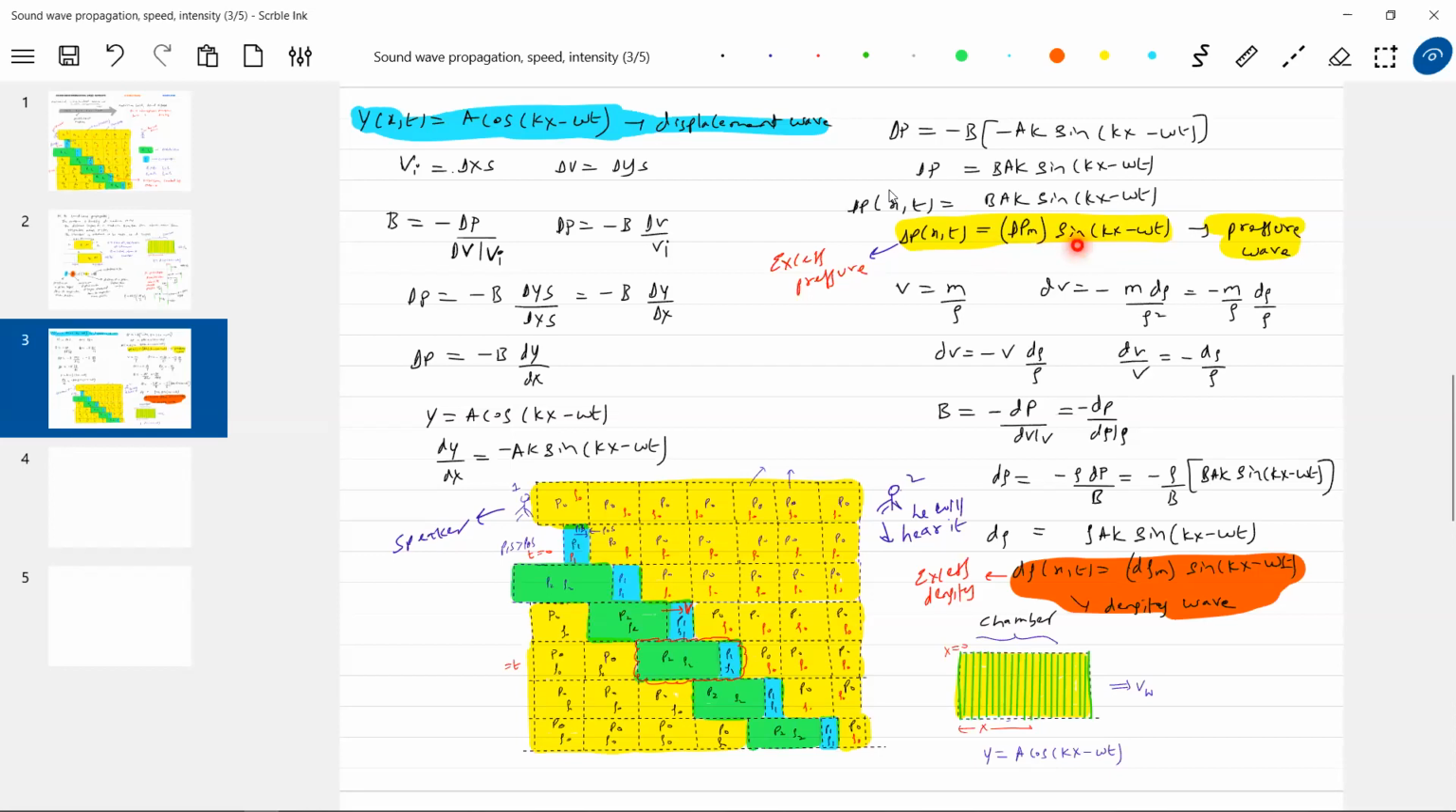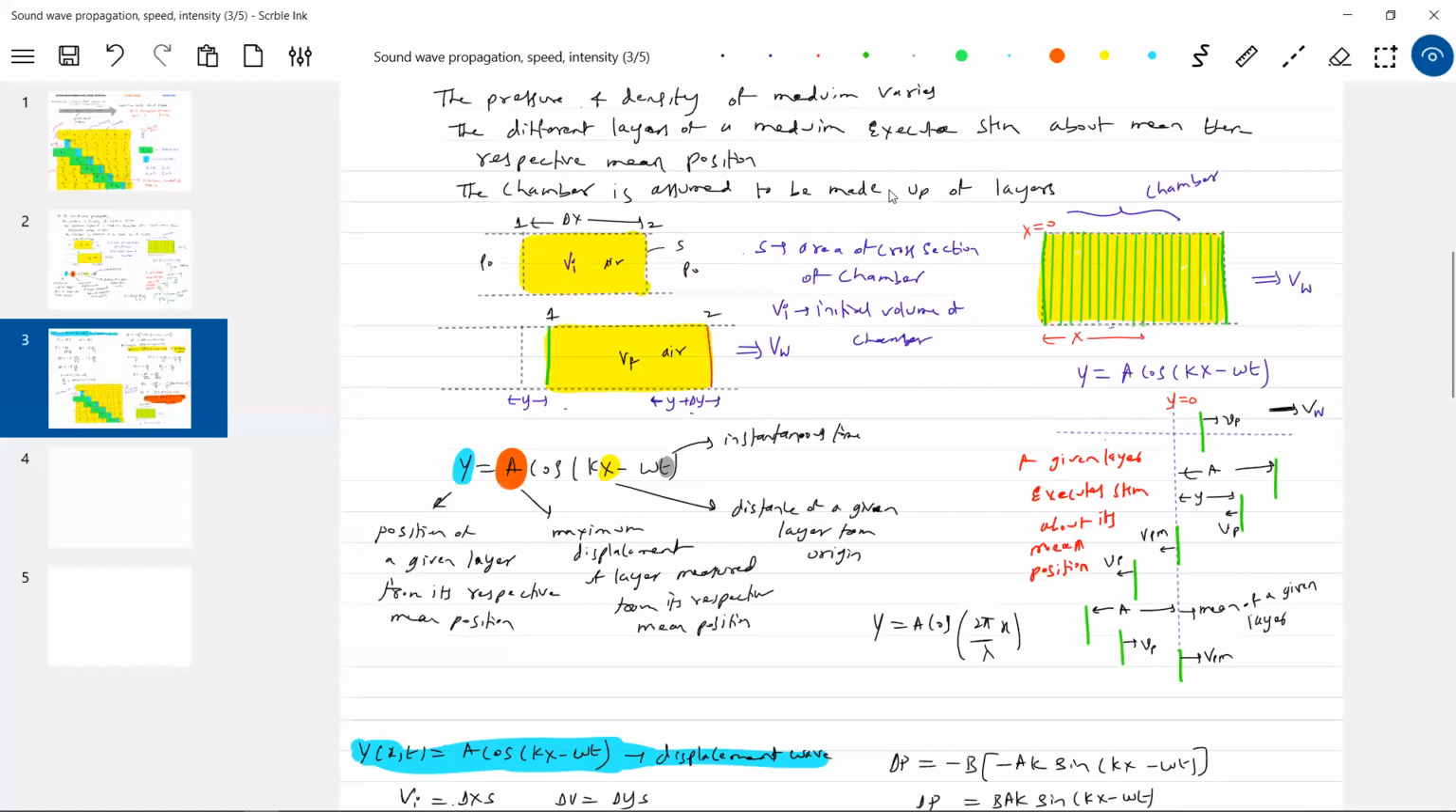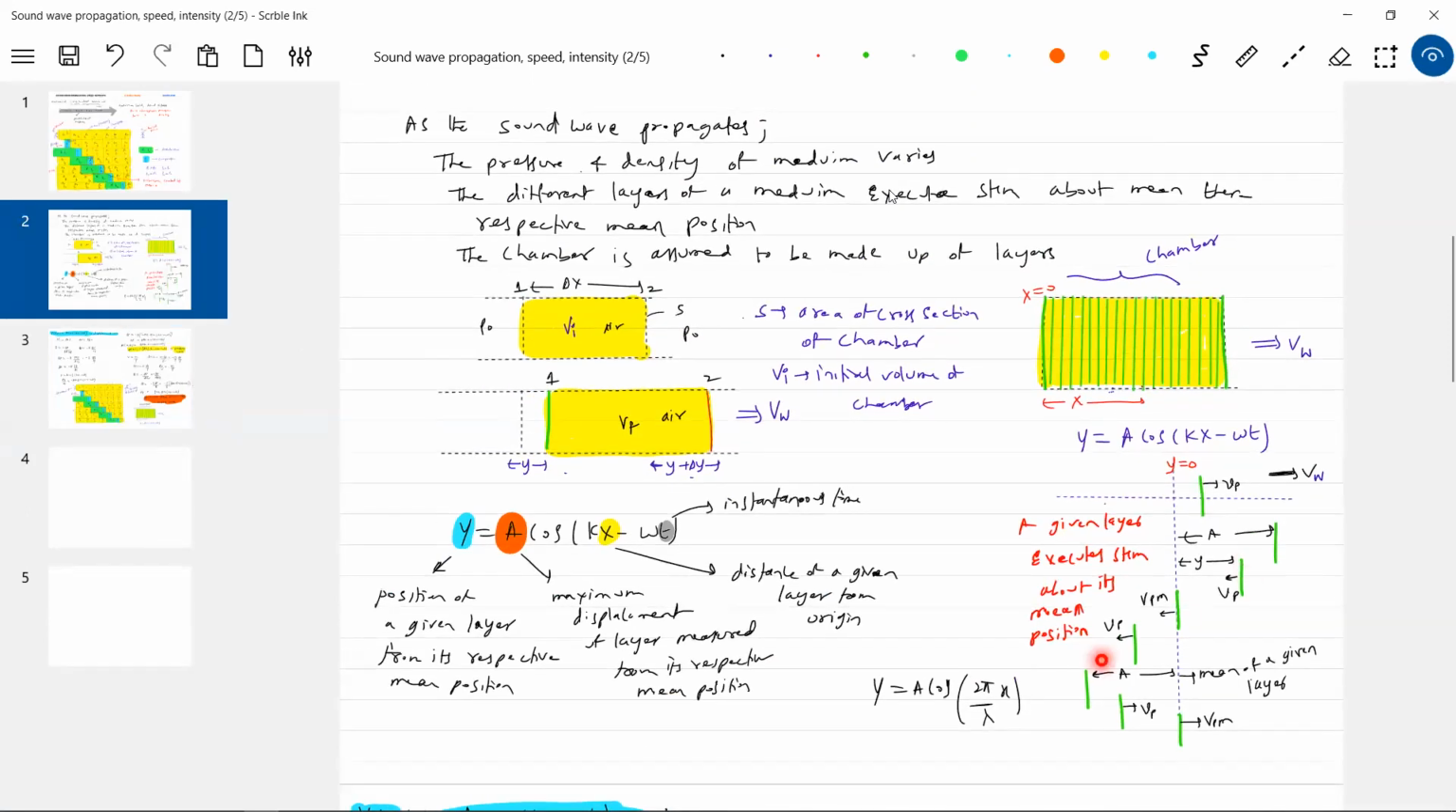From my mouth, at a distance of 15 centimeter at t equal to 3 seconds, where the layer will be? Is it at mean position? Is it right extreme? Is it moving towards left? Or in the direction of wave? Is it at mean position, left extreme? Yes, I can predict here.